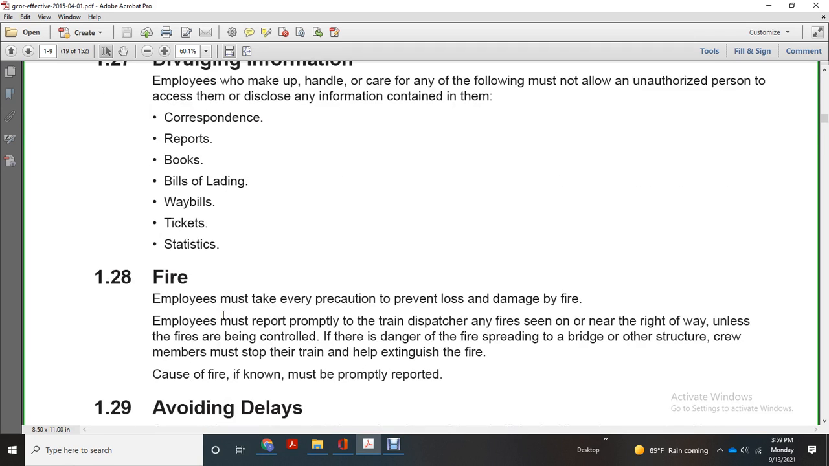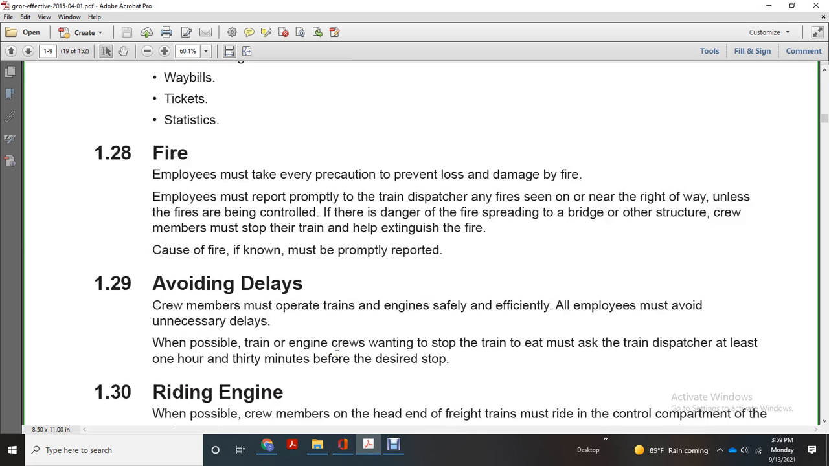Fire. Employees must take every precaution to prevent loss or damage by fire. Employees must promptly report to the train dispatcher any fire on or near the right of way, unless the fire is being controlled and there is no danger of it spreading to a bridge or other structure. Crew members on a train that must stop should help extinguish the fire. When a fire is known, it must be properly reported.